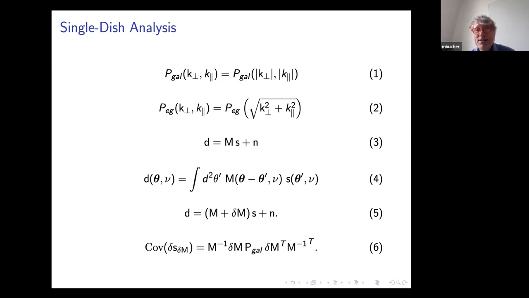I think you're raising some really good points. This is something that we and other people should think about. Well, how do you assess these antenna uncertainties? And this work hasn't been done. Okay.